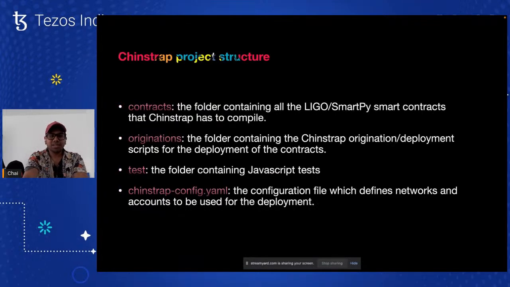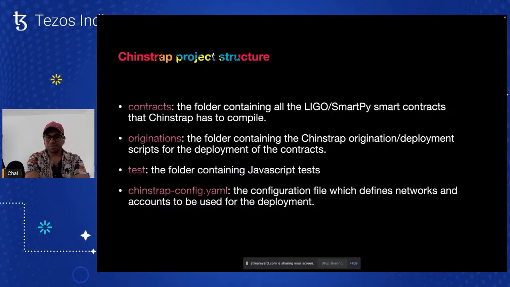So this is how a Chinstrap project structure looks. Once you run chinstrap init, it creates contracts, originations, and test directories, and a file called chinstrapconfig.yaml. The contracts directory is where we write our contracts. That's a folder that contains all the Ligo or SmartPy contracts.